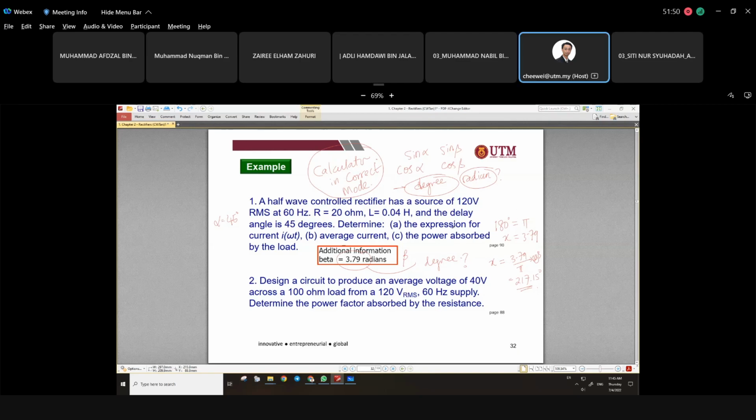It's not shown in the text or the slide also. So try on it. If you want to know the answer, you can refer to the textbook at page 90 and page 88. Which textbook? Refer to the course outline. It's actually the textbook by, who's the author? The author is Daniel W. Hart, Introduction to Power Electronics. Okay, the example inside there.